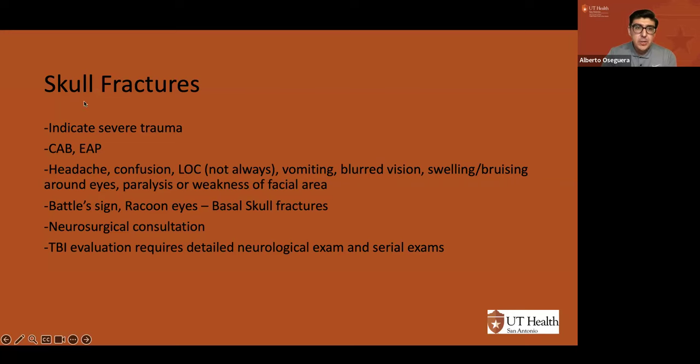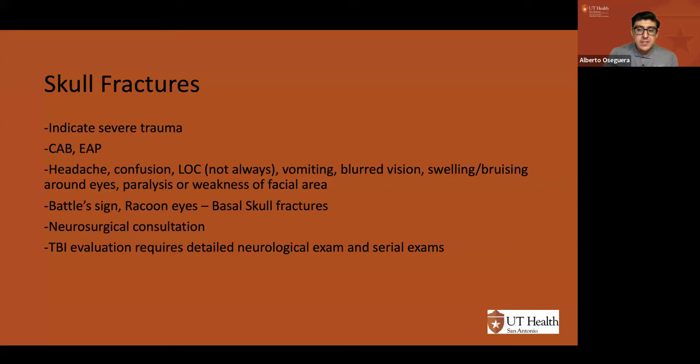Looking at most of these symptoms, you can see a lot of overlap with a basic or simple concussion. So when you evaluate somebody that has a concussion, it'll be important to do serial exams and make sure there isn't any progression of symptoms that could indicate an underlying skull fracture or a secondary injury of the brain. So again, with normal concussion evaluation, it'll be important to do those serial exams.